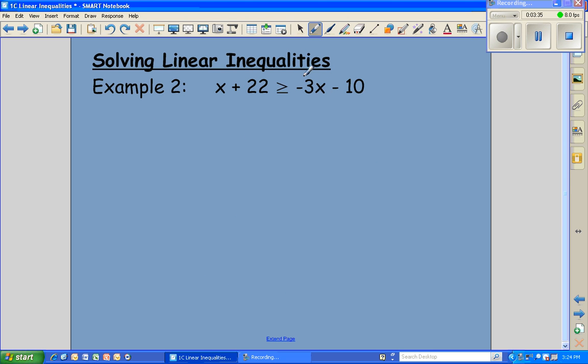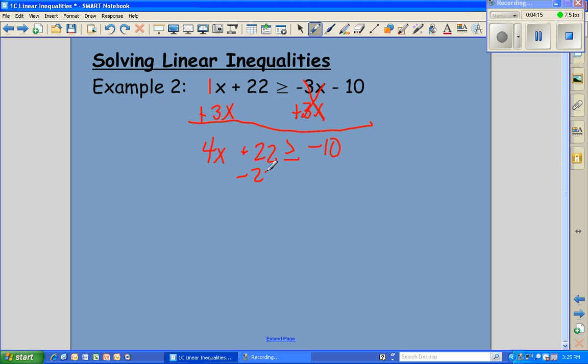Example 2. Here you do need to get your x's together. We don't have any distribution. We don't have to get like terms together on each side. So we're ready to just start getting all of our variables to the left-hand side. So we're going to take this -3x and we are going to add it to each side. This is going to cancel those out. So keep in mind that's a 1x plus 3x is going to give us 4x plus 22. We're going to leave our symbol alone. We haven't done anything that tells us to switch it.